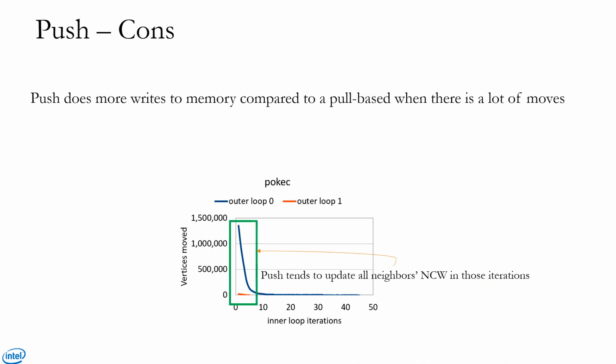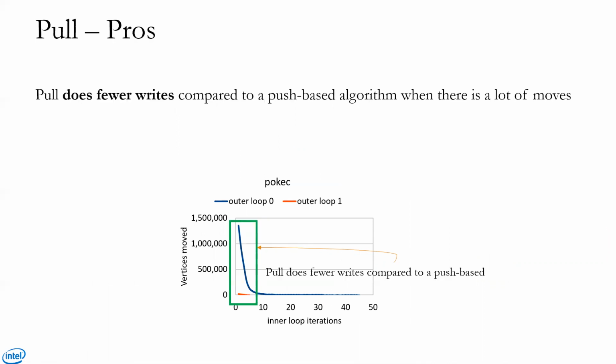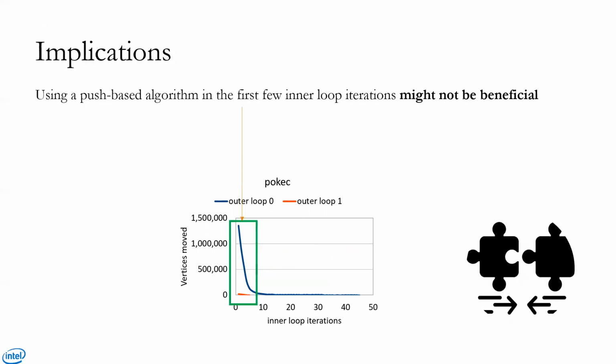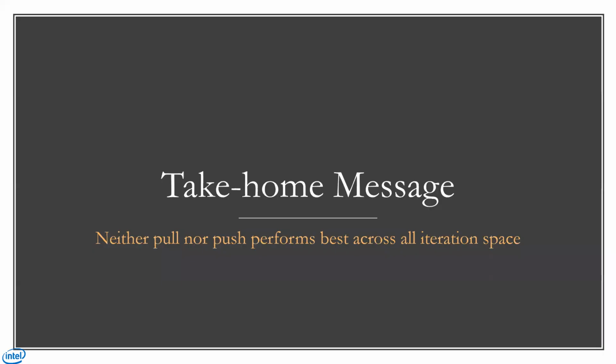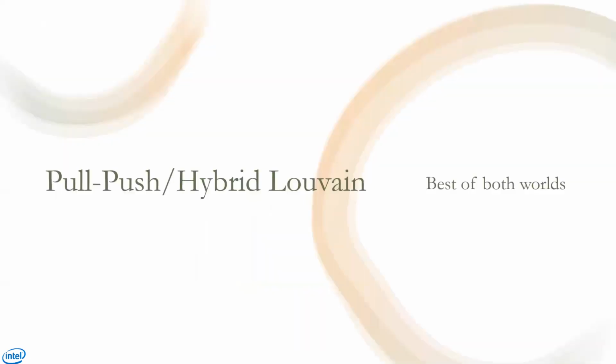However, when there are a lot of vertex moves, that is in the first few inner loop iterations, a push-based algorithm will do more memory writes to update the hash maps than a pull-based algorithm, and as a result, using push-based algorithm in these first few inner loop iterations might not be beneficial. So the take-home message here is that neither the pull nor the push performs the best across all iteration space, and therefore to get the best of both worlds, we propose a hybrid pull-push Louvain algorithm.